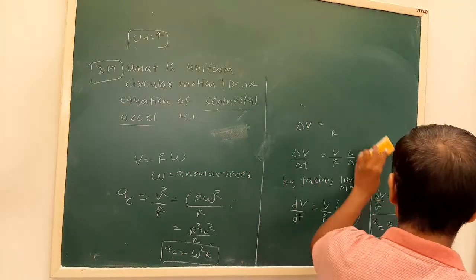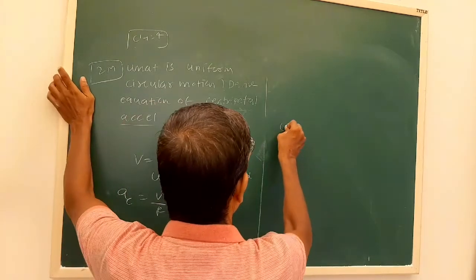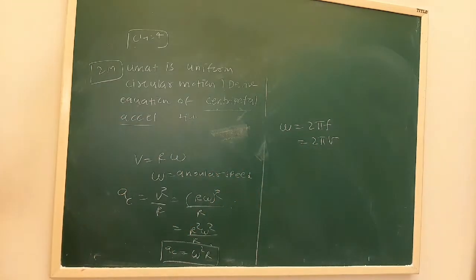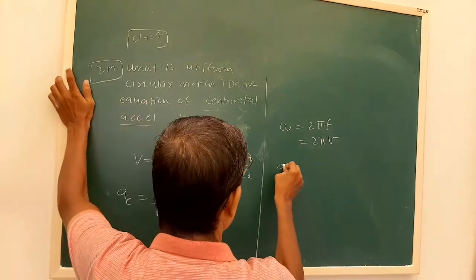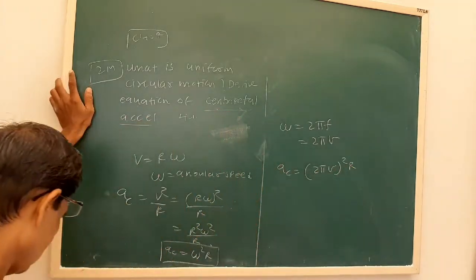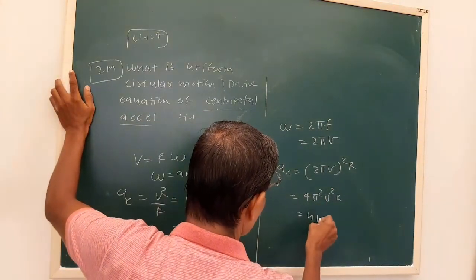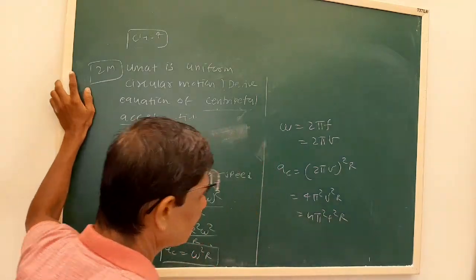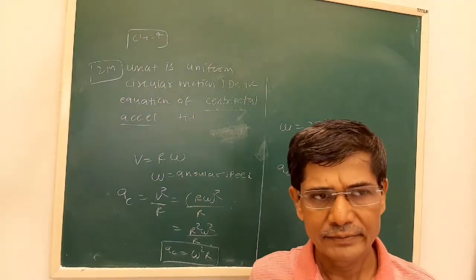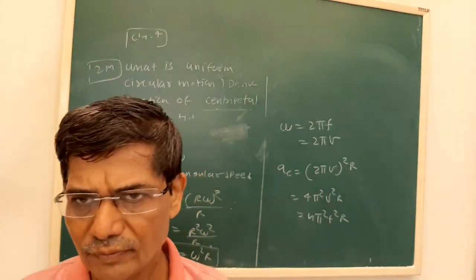This is about centripetal acceleration. Omega is the angular frequency, or 2 pi nu. So here AC, if I write omega as 2 pi nu, we can write 4 pi square nu square R. Sometimes it is mentioned like this, where nu is the frequency. So these are the relations of rotational motion with uniform circular motion. So this is about uniform circular motion.